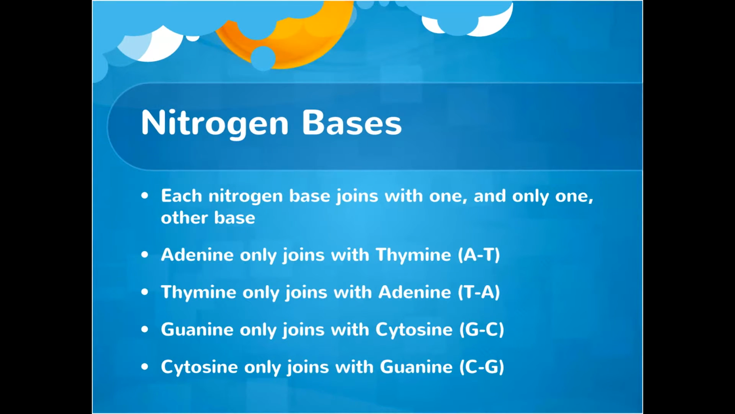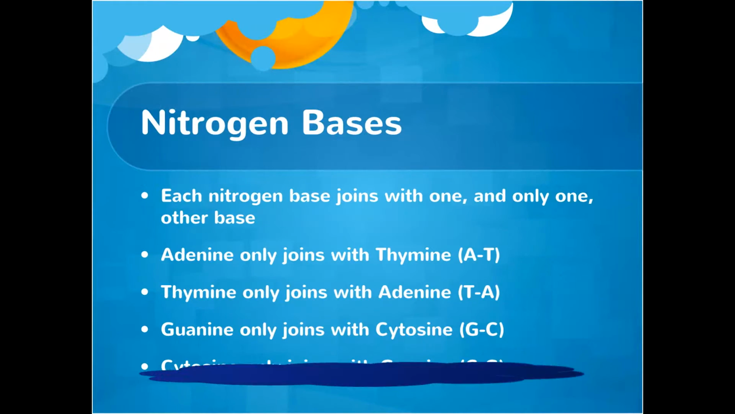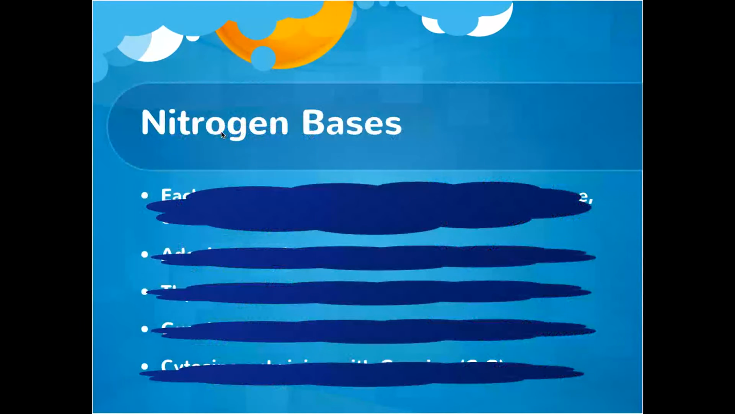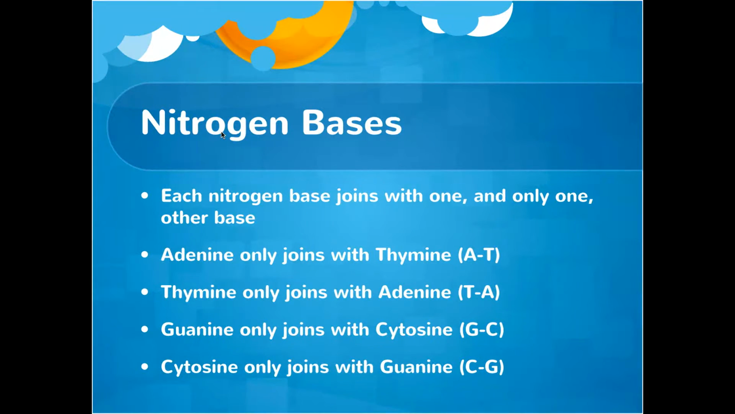So A's always pair with T's, T's with A's, and G's always pair with C's, and C's pair with G's. And if I go back to the diagram here, you can see this very well. A pairs with T, C pairs with G, G pairs with C, A with T, T with A, G with C. They always follow this rule. They always pair up with their partners. So if you have an A on one side of your DNA, you know what molecule you have on the other side of your DNA.